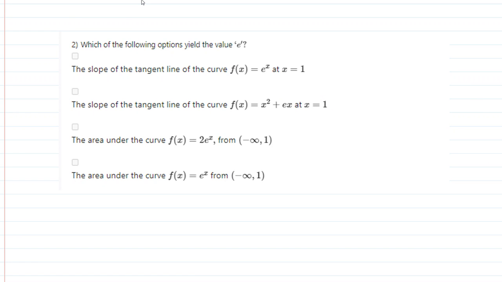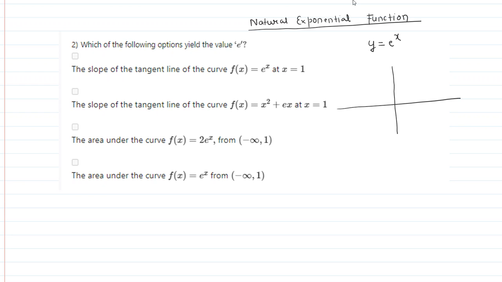So let's look at this question, and for this we have to understand a function which is basically called the natural exponential function, and it is defined as y is equal to e^x. Its value is somewhat 2.7 something, so obviously it is greater than 1, so its graph will look something like this, but it has a very important property.